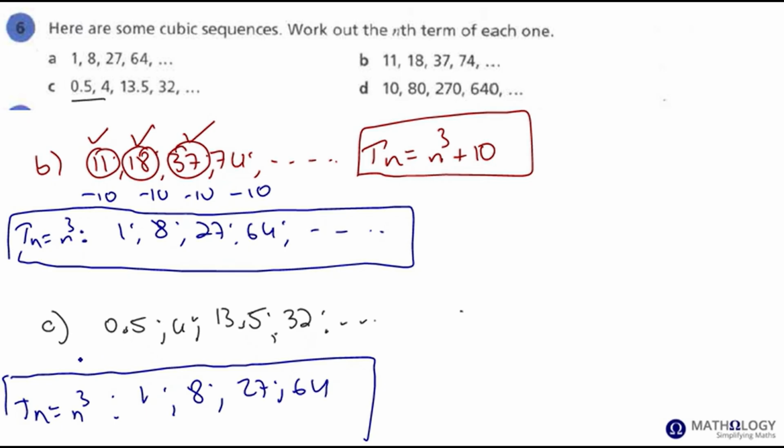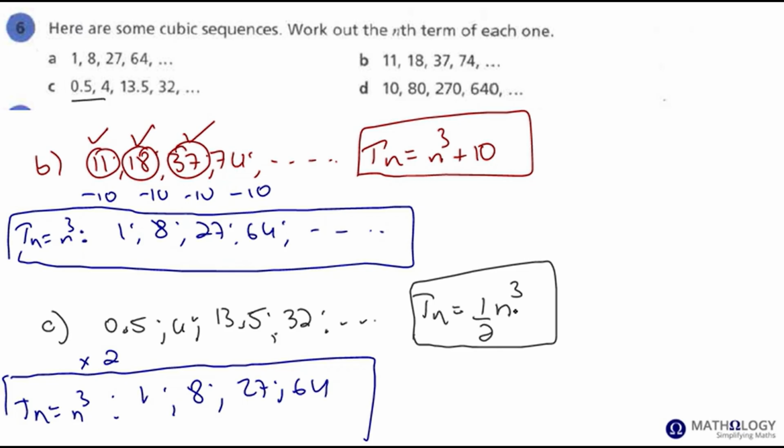Clearly we can see that if we multiply every term of the second sequence by 2, we're going to get the cube sequence. In other words, we take the cube sequence and divide by 2 to get the second sequence. So the nth term of this sequence, 0.5, 4, 13 and a half, 32, will be half of the cubic sequence. So it's going to be a half n cubed. And now we're going to check that this is correct.